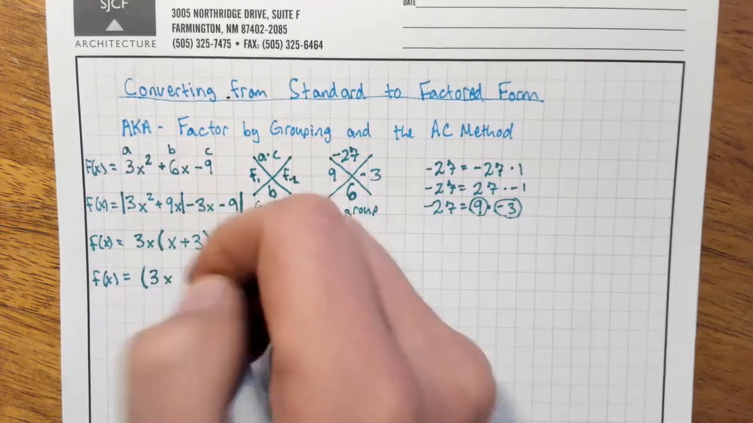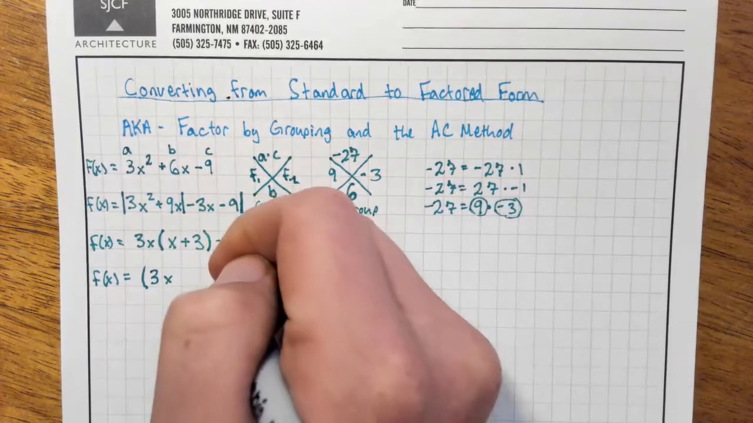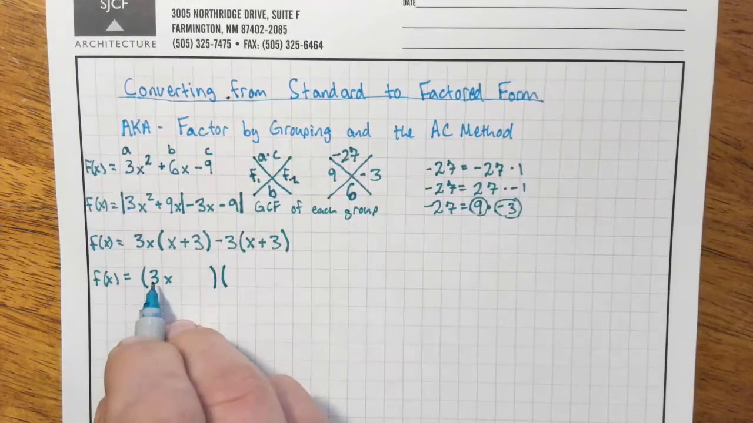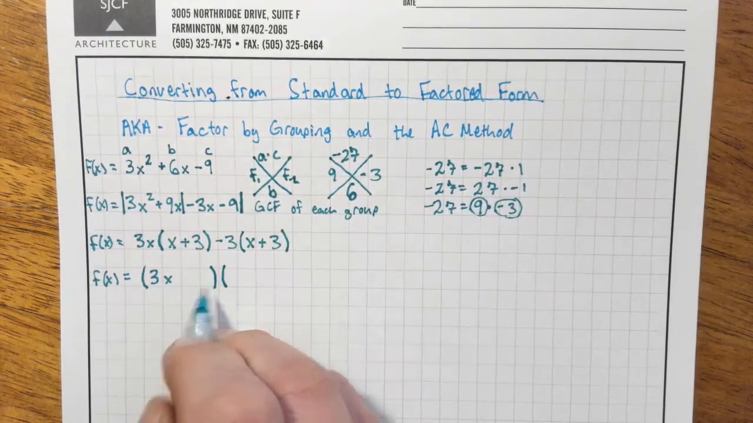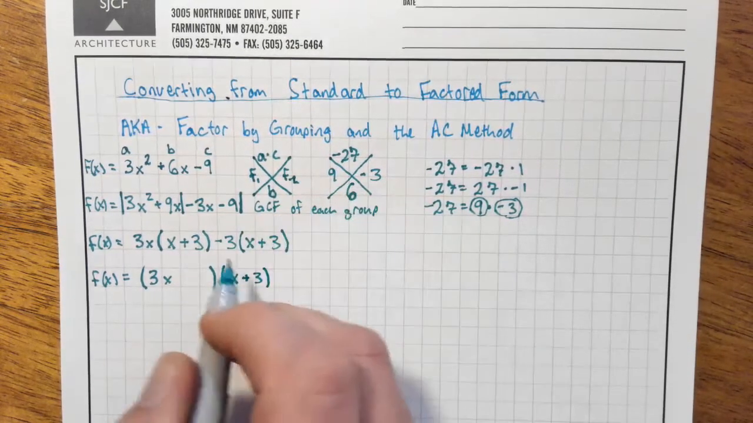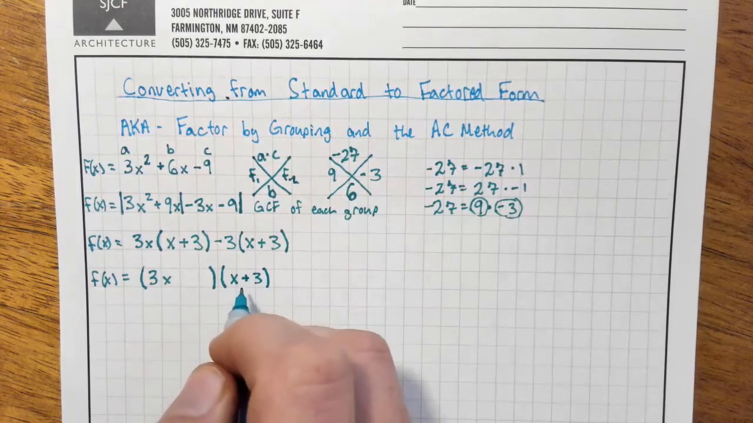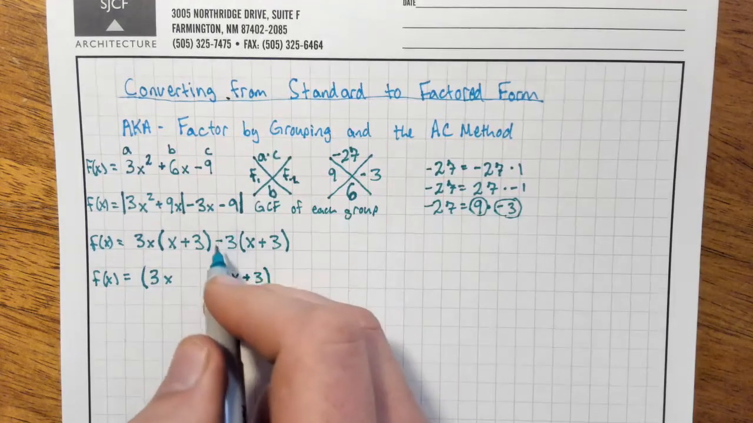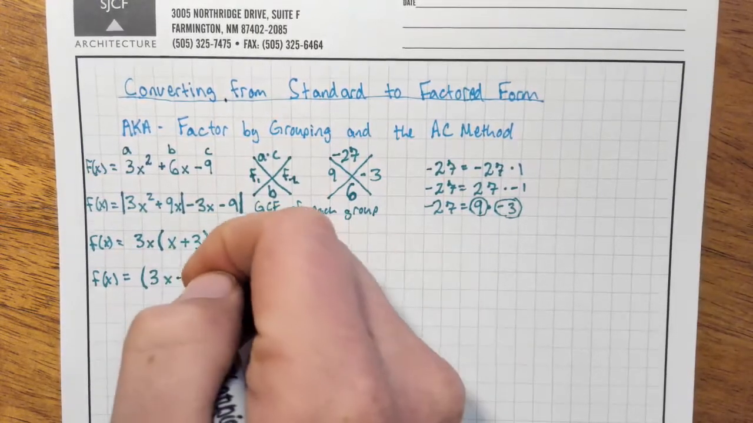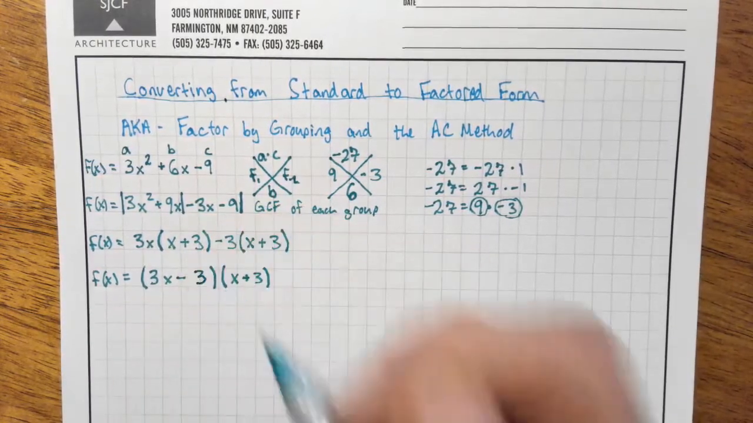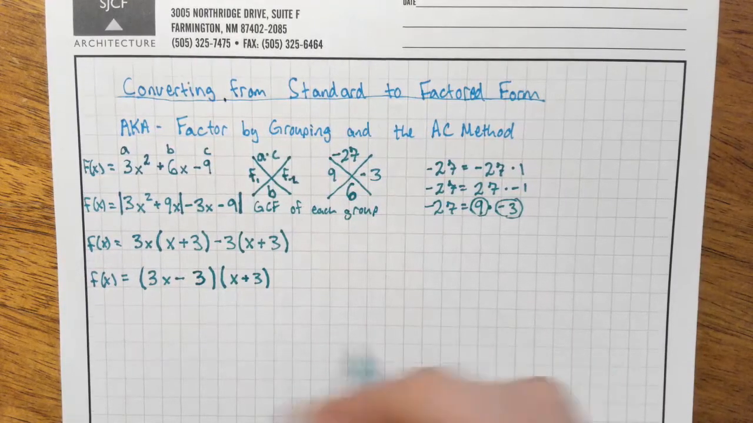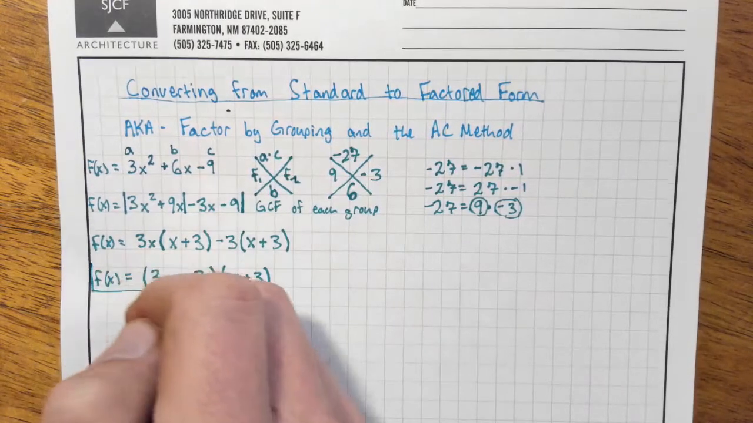3x, I'm just going to rewrite this expression here. So 3x is getting multiplied by x plus 3. And then, hey, what else is being multiplied by x plus 3? Well, that's this negative 3 right here. So I can write this out as 3x minus 3 times x plus 3. All right. Hey, so that is converting to factored form. That's really it.